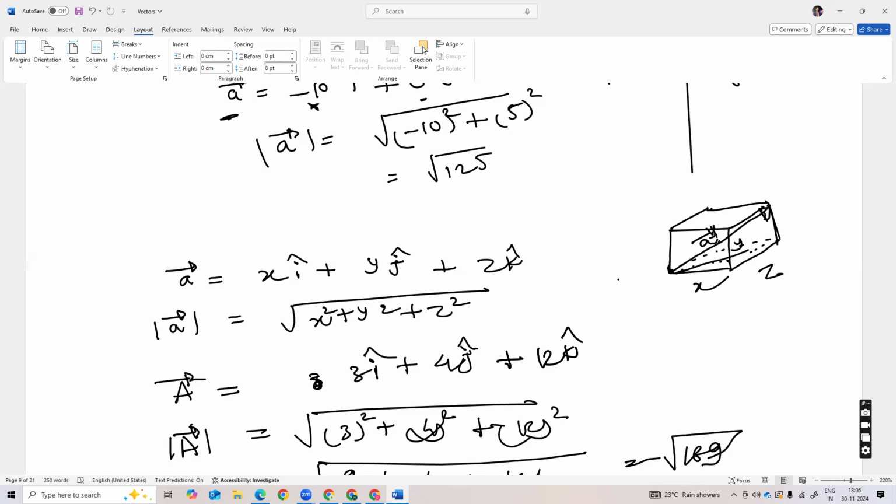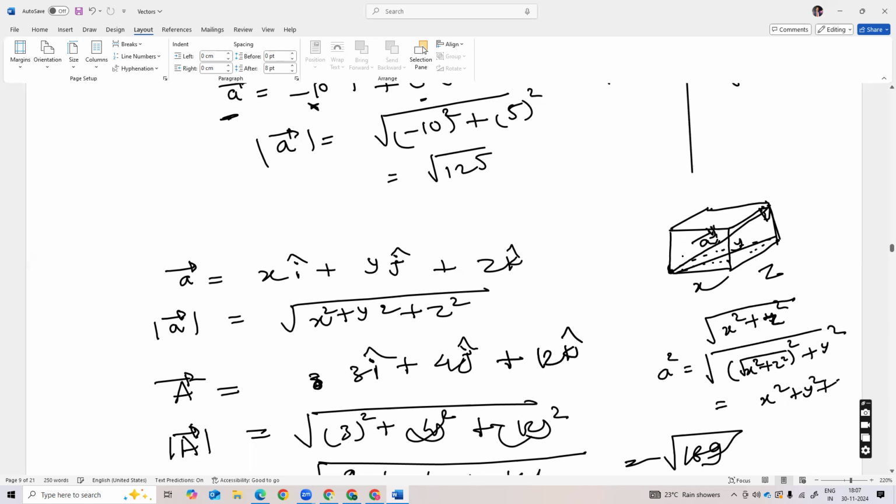Basically you will find this length, then this vertical length, and then using Pythagoras you can find a. This length can be found using the square root of x square plus z square. And for a, it is the square root of x square plus z square, squared, plus y square, so it is x square plus y square plus z square. So you are applying Pythagoras theorem two times.